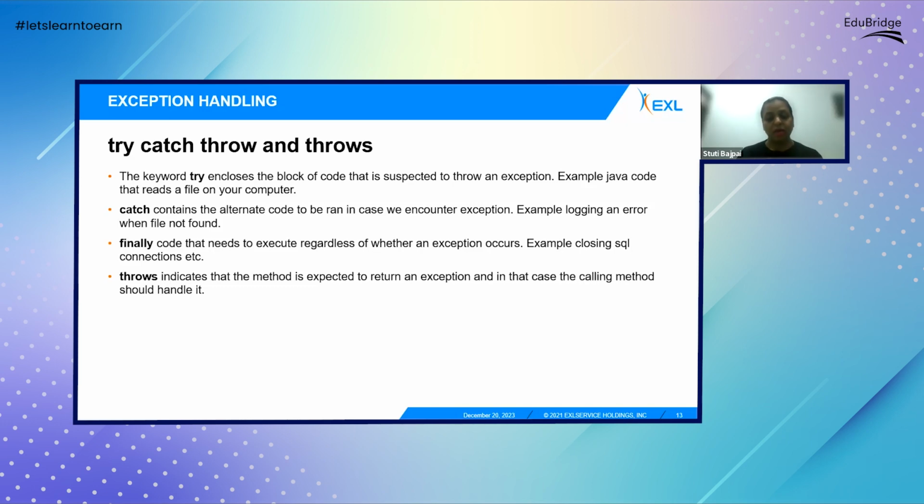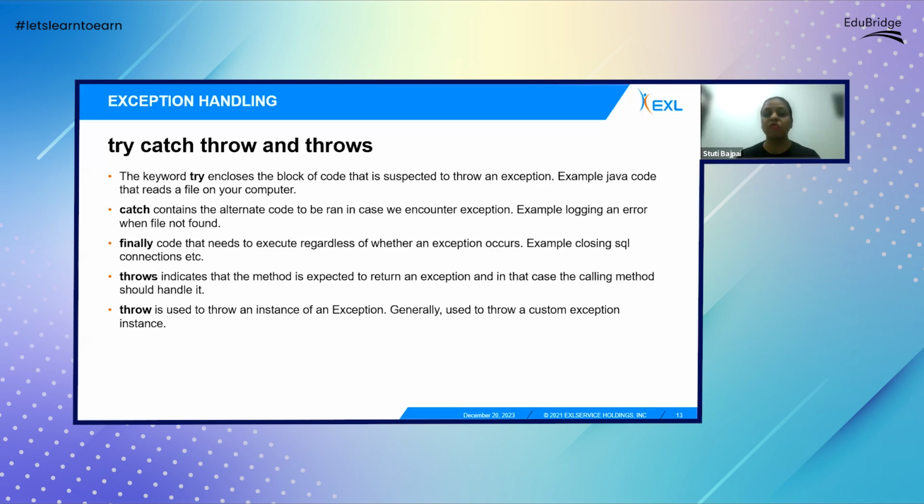So if you write throws against your method, throws exception, the compiler knows that whenever this method is going to be called, it can throw an exception. So the developer needs to handle it. And then there is throw.